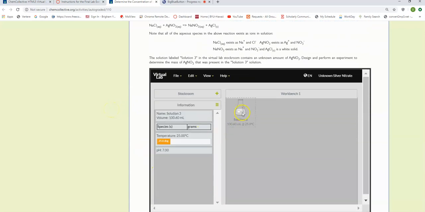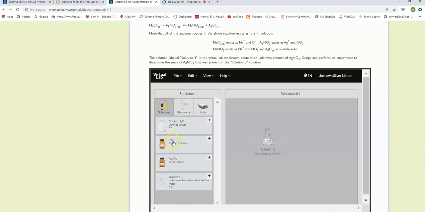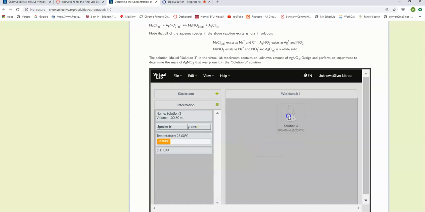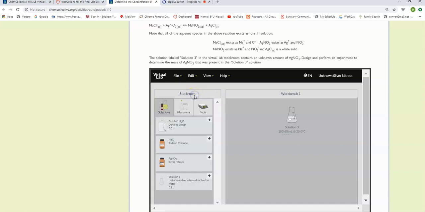So here's solution 3. If I click on the solution, it tells me some information about it here. Do you remember what's in solution 3? What is the unknown in there? It's an amount of silver nitrate. That's right, silver nitrate. So what compound would I want to put in there to perform this chemical reaction? I have the silver nitrate in the Erlenmeyer flask already.